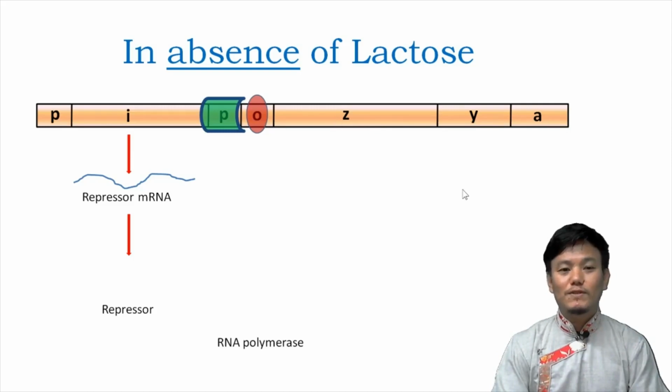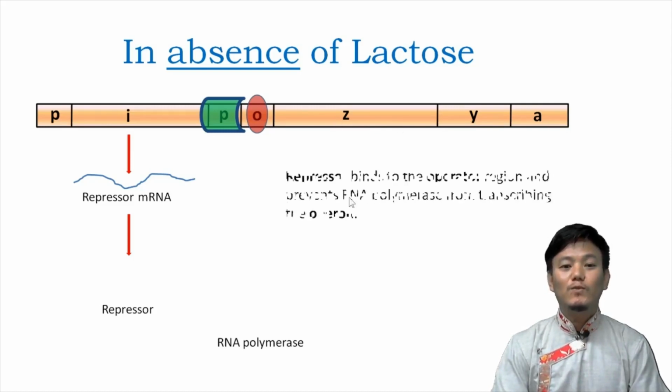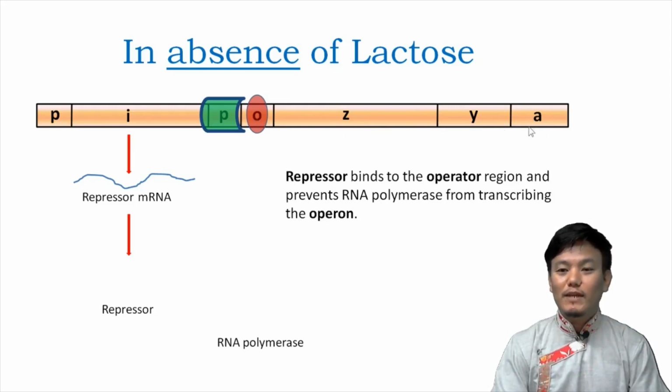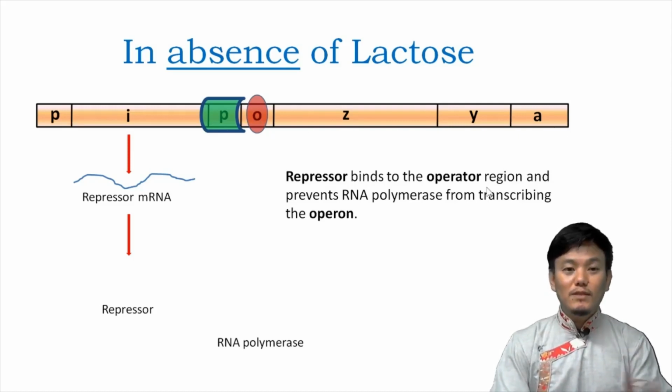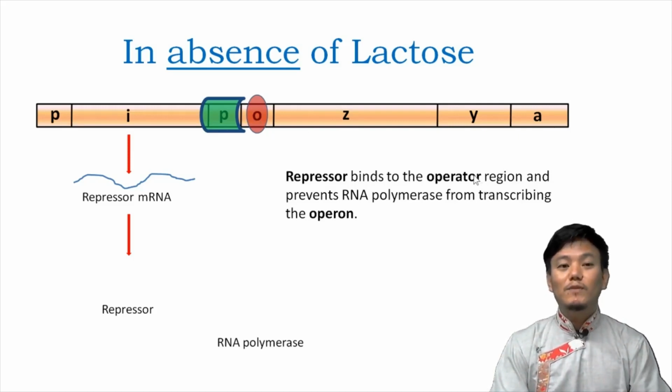They are not transcribed. So in the absence of lactose, what happens? The repressor binds to the operator and prevents the RNA polymerase from transcribing the operon. The entire operon is not transcribed. This state is said to be the switched off state. The lac operon is said to be switched off because there is no production of any enzymes.